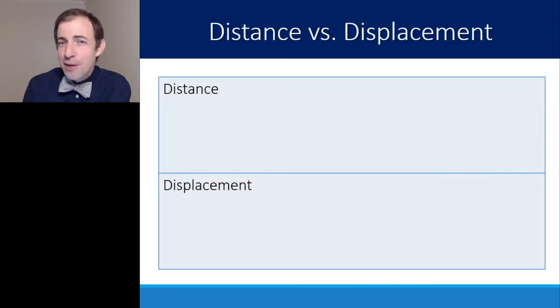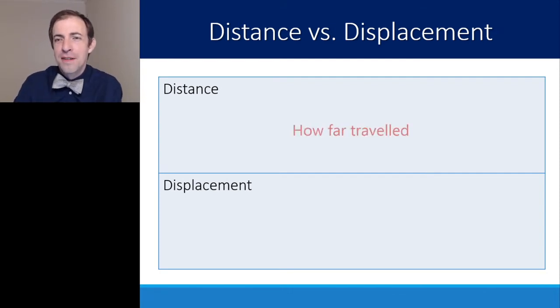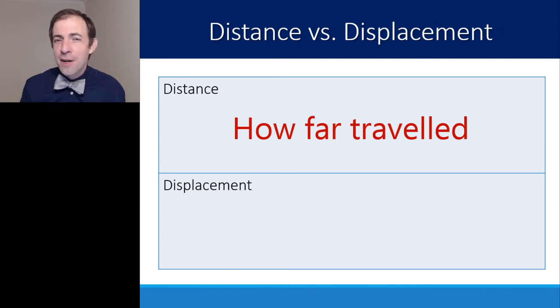Distance and displacement are two words that sound really similar to each other, but they have a couple distinct differences that we care about in terms of physics. Distance is how far you have traveled. If you have an odometer on your car or your bike, or you're counting your steps with a Fitbit, you are measuring how far you have traveled. Now, you can run laps around the house. It is going to measure every single step that you take.